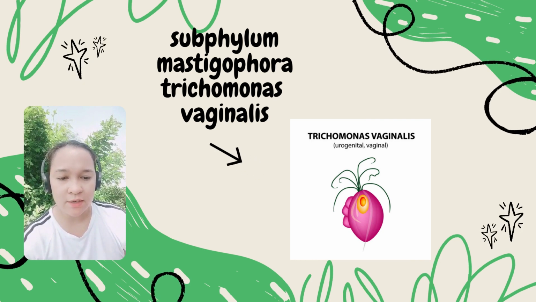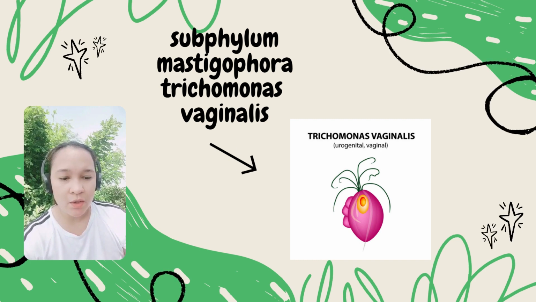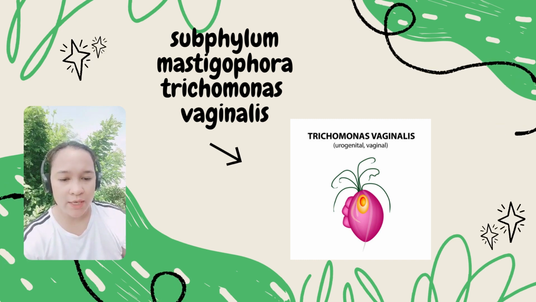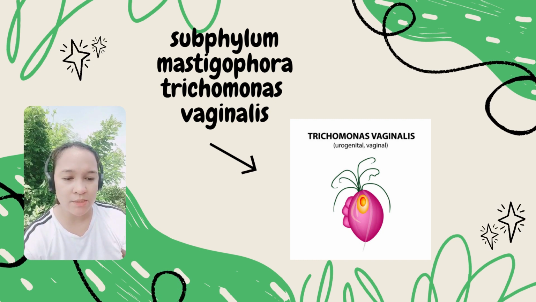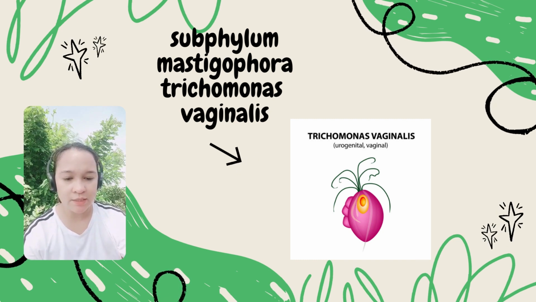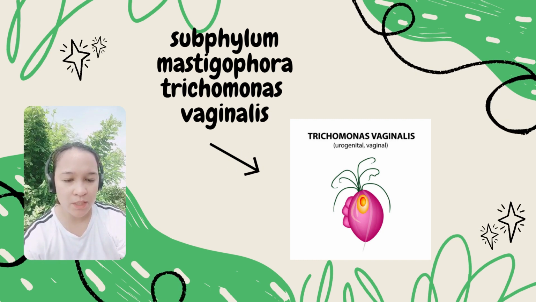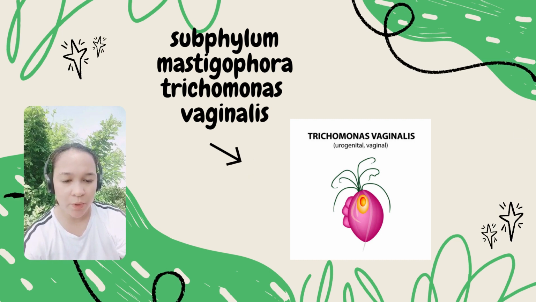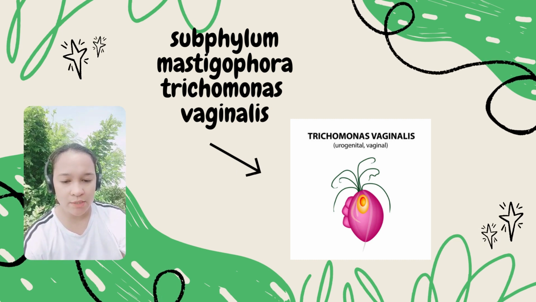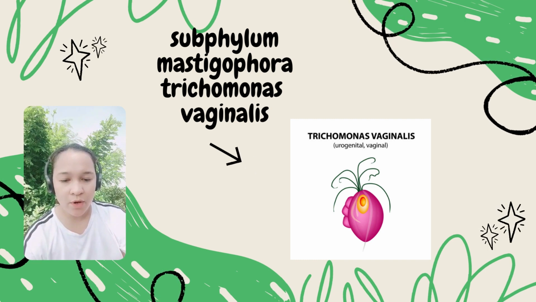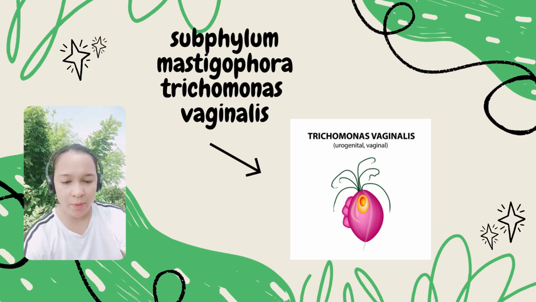Trichomonas vaginalis is an anaerobic flagellated protozoan parasite and the causative agent of trichomoniasis. It is the most common pathogenic protozoan infection of humans in industrialized countries. Subphylum Mastigophora, Trichomonas vaginalis. The important properties and life cycle. The parasite is a pear-shaped organism with a central nucleus, 4 anterior flagella, and an undulating membrane.